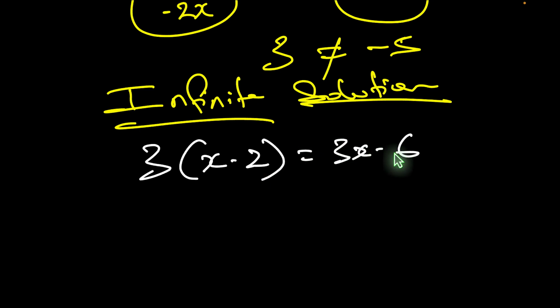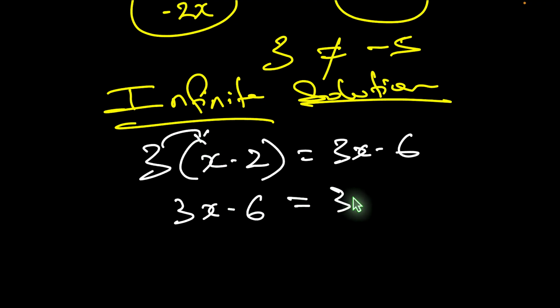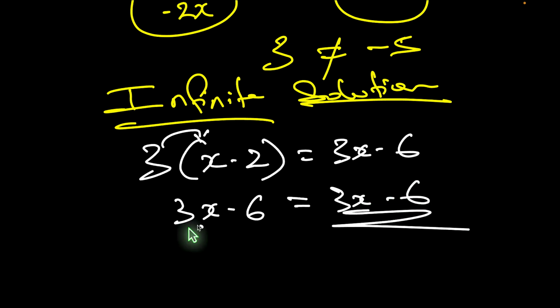Now, the reason why this is infinite, and you might be thinking it's similar to the previous one, but it's not, is that when we expand this, we end up with 3x. Remember, we did expansion, so 3 times x is 3x, and 3 times negative 2 is negative 6, equals 3x minus 6. So these two equations are actually identities, so it's always true. It doesn't matter what values we substitute for x, both sides will always be true.